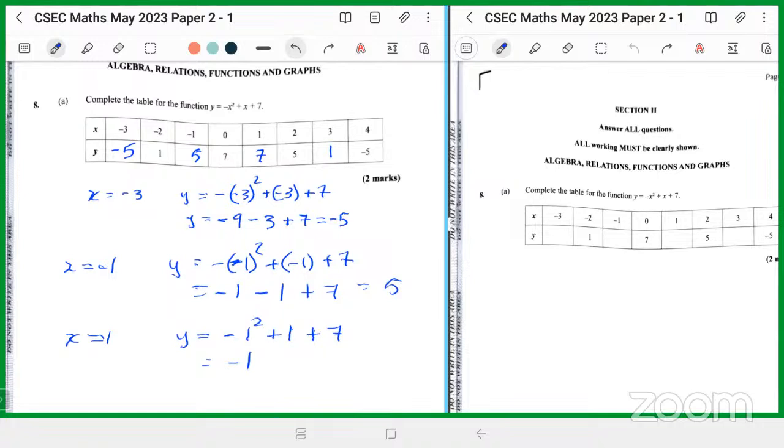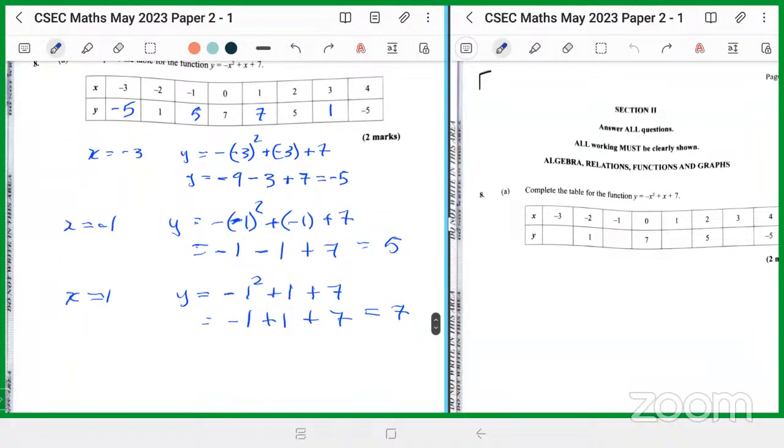It stays a minus. Then you add this 1 and plus back this 7. This -1 plus 1 wipes out each other, and you're left with this 7. So you see, when x is 1, y is 7. And I can prove that when x is 3, this works out to be 1.